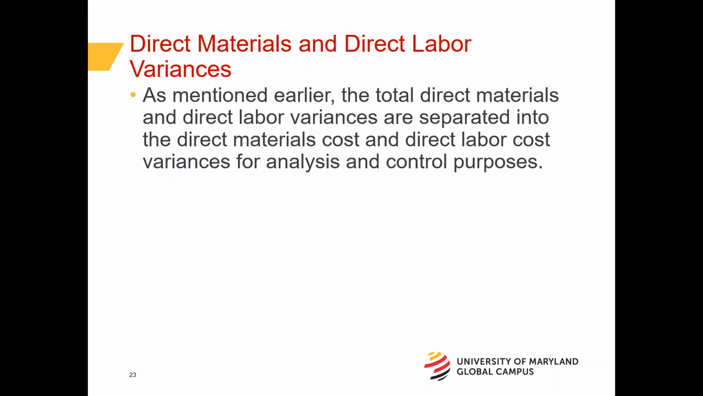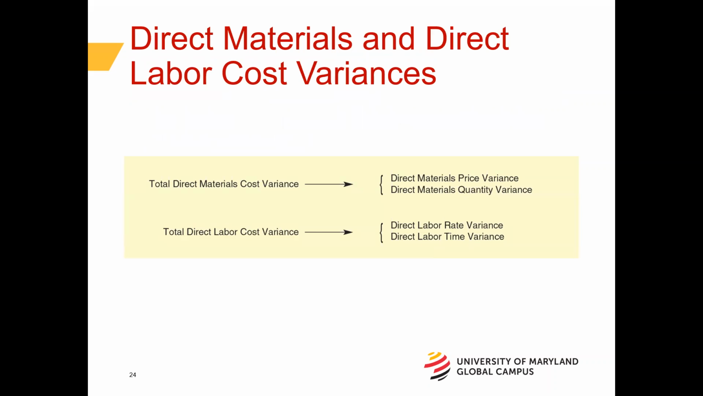Direct materials and direct labor are separated into direct materials cost and direct labor cost variances for analysis and control purposes. So as we look at direct materials cost variance, we take the direct materials price variance and direct materials quantity variance, just like we talked about earlier. It's just kind of recapping. For the direct labor cost variance, we look at the direct labor rate variance and direct labor time variance. How many times can you say variance in one sentence?